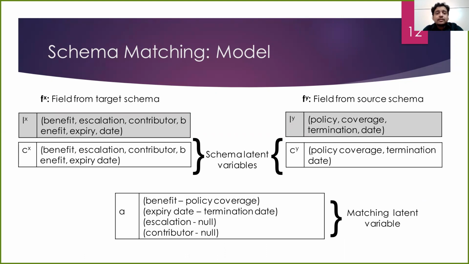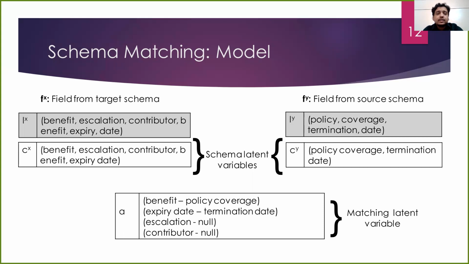The name of the field is directly observed from the schema. On the other hand, a concept sequence C also gets associated with each field, representing the semantic interpretation of a field, which is unobserved. For example, the concept sequence Cx represents that the field is about the expiry date of benefit of contributor in the context of escalation of benefits. Finally, concepts from two different fields are aligned, and thus the unobserved alignment variable A gets associated with a pair of fields.